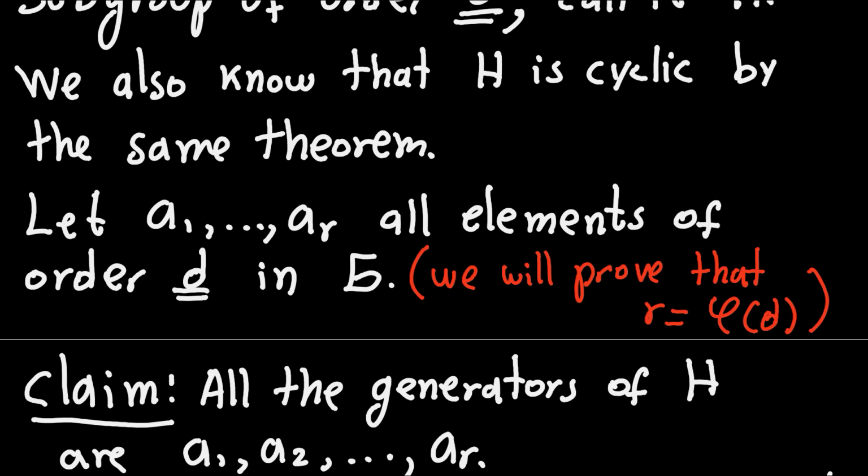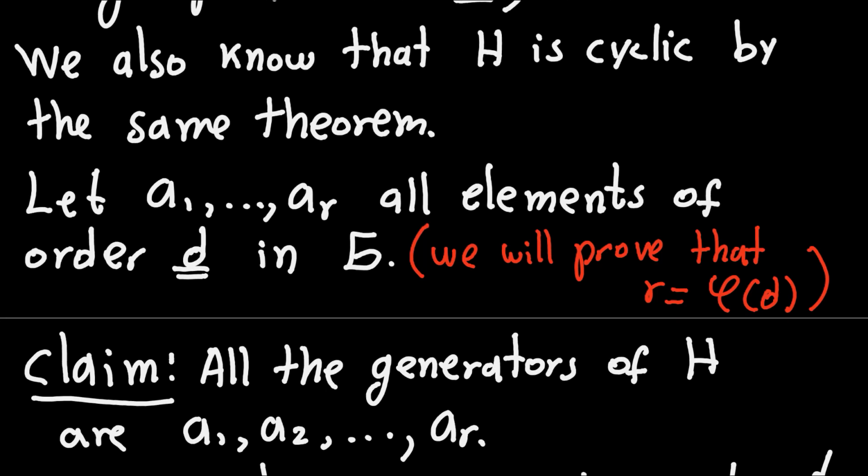Now, what do we have to prove? We have to prove that this number here is phi of D. How many are here? 1, 2, up to r. So we will have to prove that r is equal to phi of D, the number of elements. That will be the goal of this.